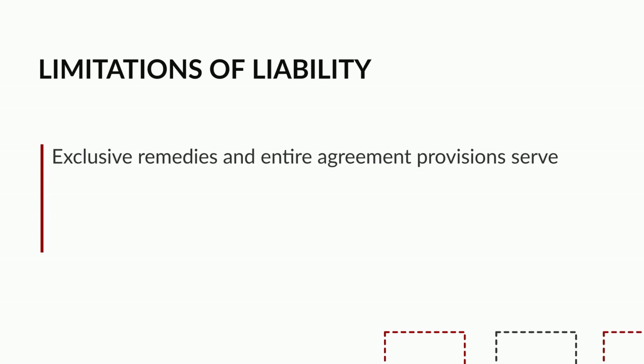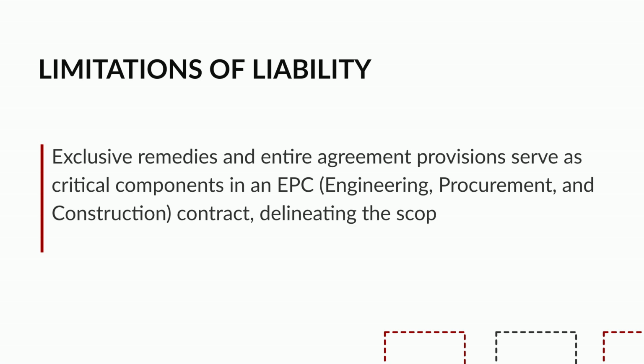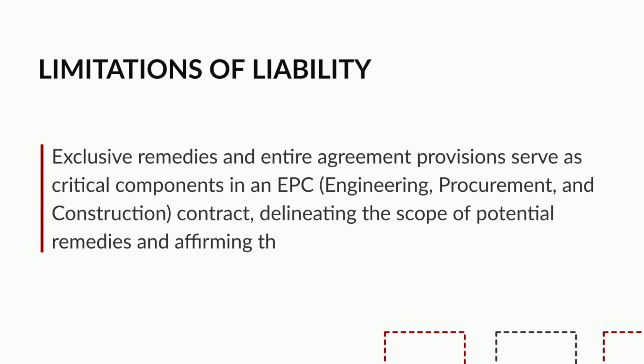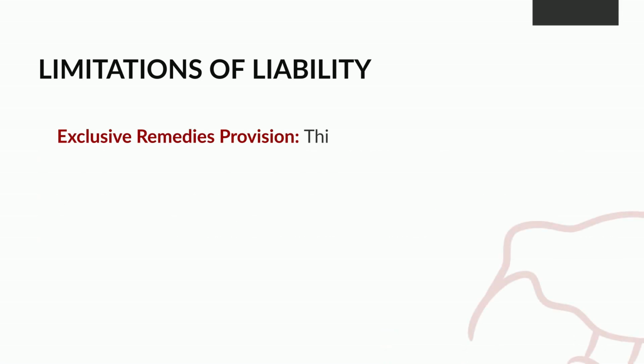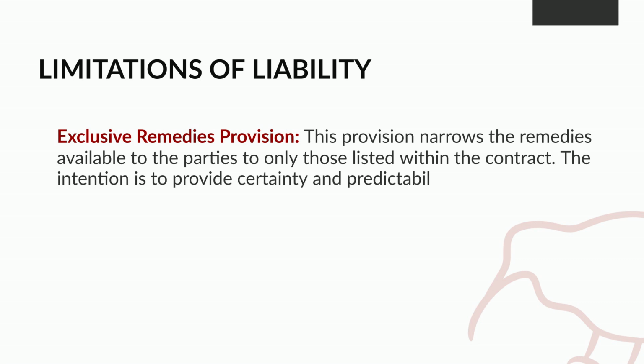Limitations of liability. Exclusive remedies and entire agreement provisions serve as critical components in an EPC (engineering, procurement, and construction) contract, delineating the scope of potential remedies and affirming the completeness of the contract's terms. Exclusive remedies provision. This provision narrows the remedies available to the parties to only those listed within the contract. The intention is to provide certainty and predictability in the event of a breach or other issues.